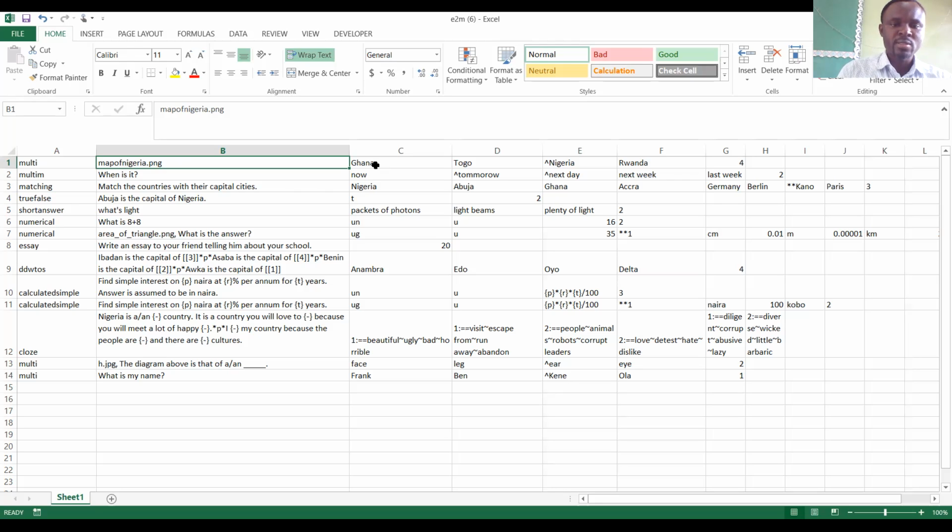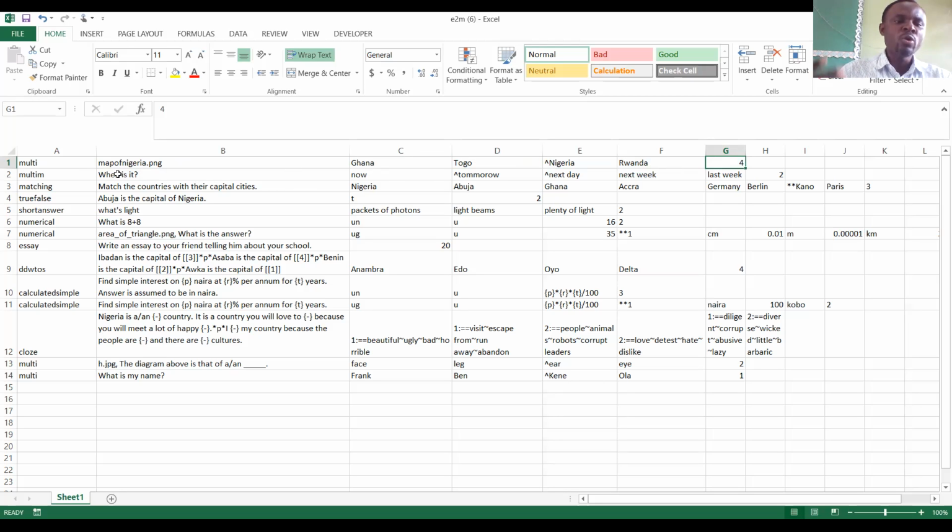And what are the options? Ghana, Togo, Nigeria. You see that Nigeria here is preceded by a caret. So that tells the system that Nigeria is the correct answer. Rwanda, and there is a total of 4. Maximum obtainable for this question is what? 4 points. Okay, so that's that.